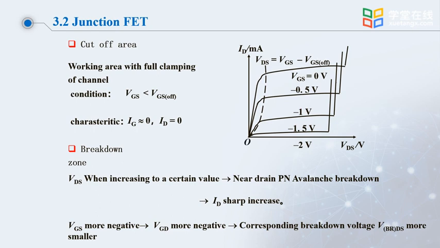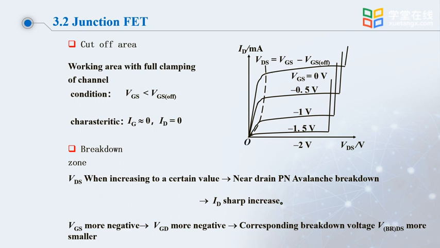What about channel length modulation? The drain current has only a slightly gentle lift up. A working area like that is what we call a saturated area. The ID in the saturated region is basically influenced only by VGS and not by VDS. So it is a voltage-controlled current source, and we call it the amplification region.